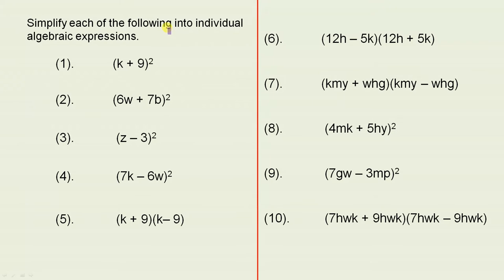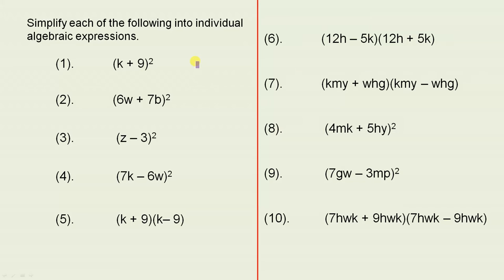Let's see what's required here. It says simplify each of the following into individual algebraic expressions. In the lesson we saw that something like this, k plus 9 all squared, was a special binomial expansion because it's the sum of two terms and they are squared. We gave a simple rule where you don't have to go through any working.